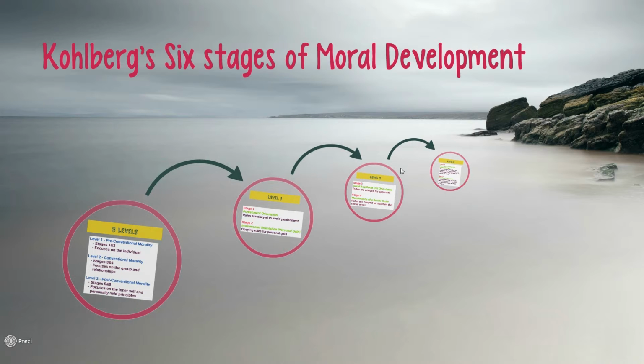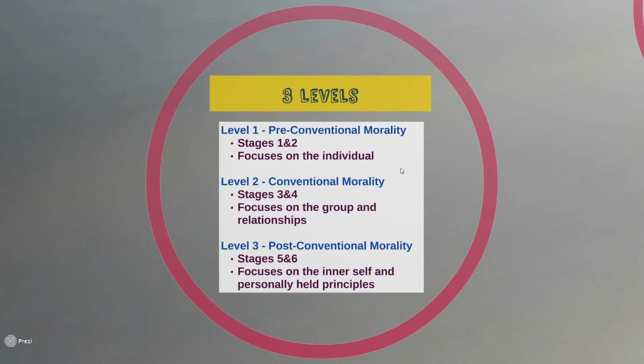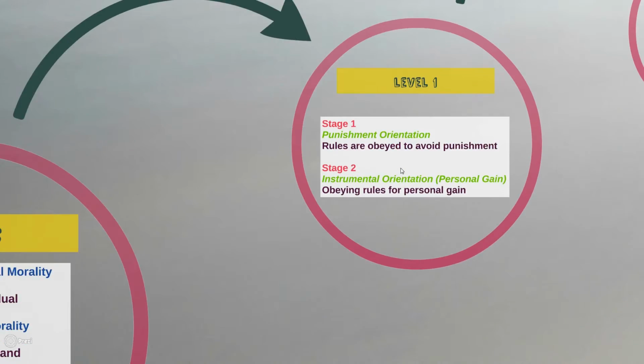Lawrence Kohlberg is another major theorist in moral development. He was born in New York in 1927. He is best known for his 6 stages of moral development. These 6 stages are further broken down into 3 levels. Level 1 focuses on the individual. Level 2 focuses on the group and relationships. Level 3 focuses on the inner self and personally held principles.